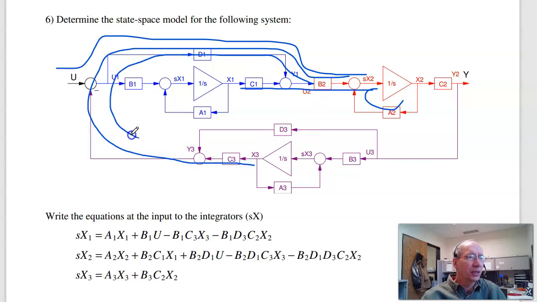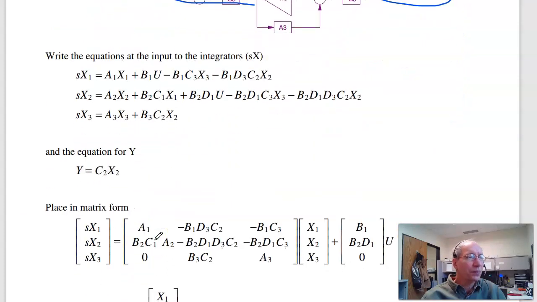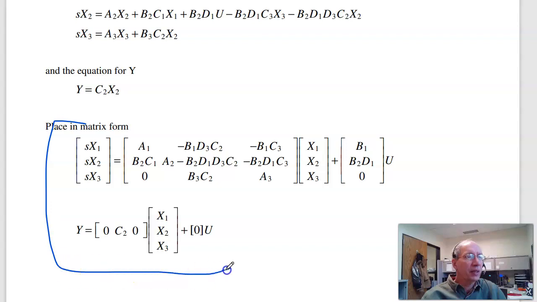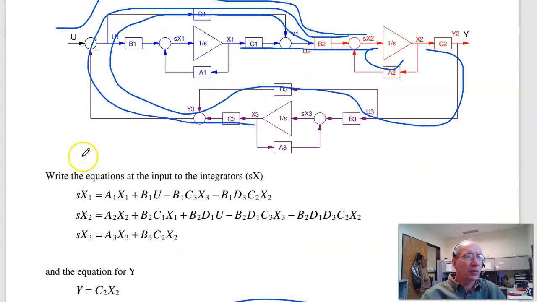B2 D1 times minus D3 C2X2. Likewise for X1, likewise for X3. Now, to put this in state space form, SX1 is A1X1. Let's see, minus B1 D3 C2 X2 minus B1 C3 X3. Second equation, third equation. So this is how A, B, C, and D combine to produce the net system using this topography.